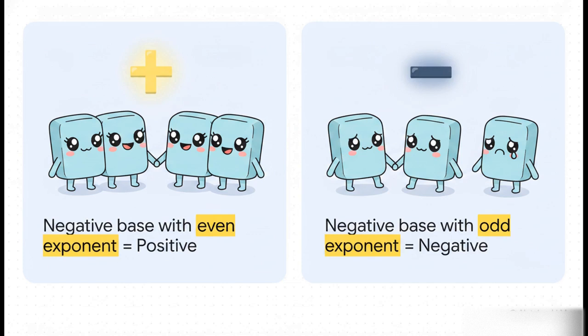But if you have an odd exponent like 3 or 5, one negative sign is always left hanging without a partner, which drags the whole final answer down to negative. See? No memorization required, just pure logic.